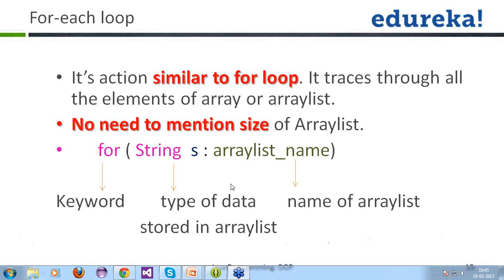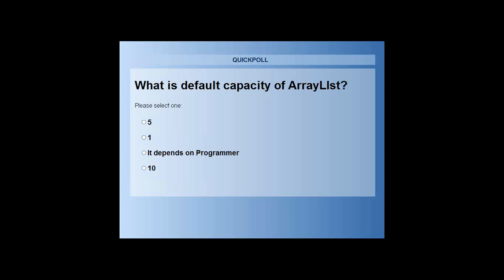Okay. Now a question for all of you, a tough one. Let's see how many of you know the answer to this one. What is the default capacity of an array list? Is it 5, 1, 0? It depends on programmer, or 10. Size says, size with parenthesis or simple size. I said it is a method, not the property of the array list. So it will come with parenthesis.